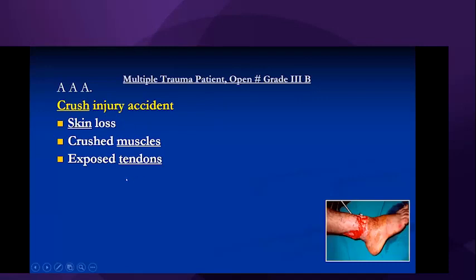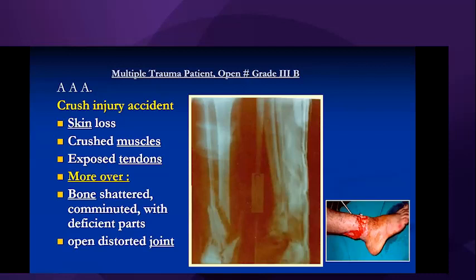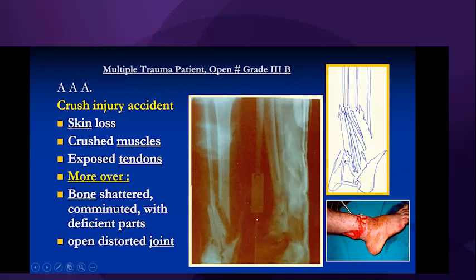Returning to our case, it is a case of a multiple trauma patient, open fracture grade 3B, a crush injury, actually not a simple open fracture. There is skin loss, crushed muscles, and exposed tendons. Moreover, there is a bone shatter, comminution with deficient parts, a disturbed joint, and exposed tendons, as we see here. At least the medial and lateral malleolus are in place, and the others are disturbed, the lower third altogether.